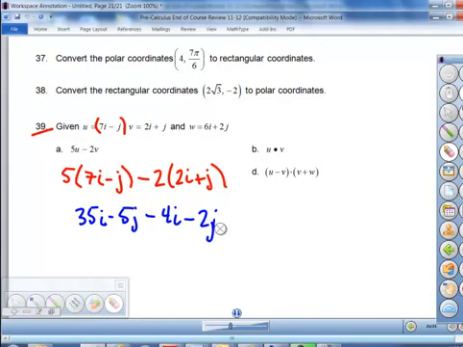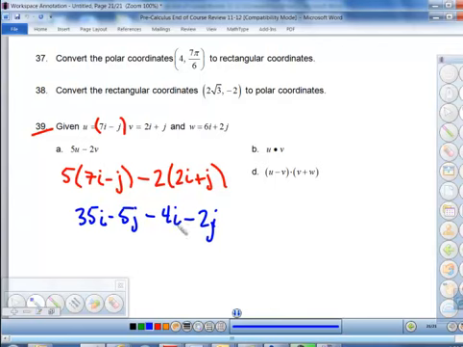Okay, so now you just combine the like terms. You guys see any like terms? I do. Okay, i's are right here. So 35 minus 4 is 30.